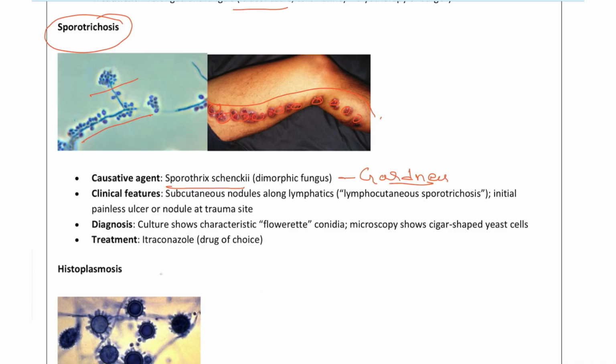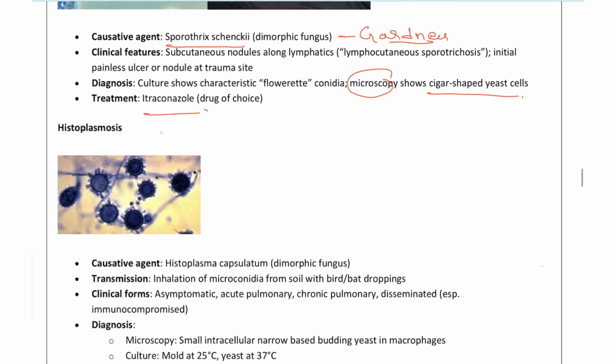This floret appearance is what you are going to see, and cigar-shaped yeast cells are also seen on microscopy. Same, the drug of choice is itraconazole.